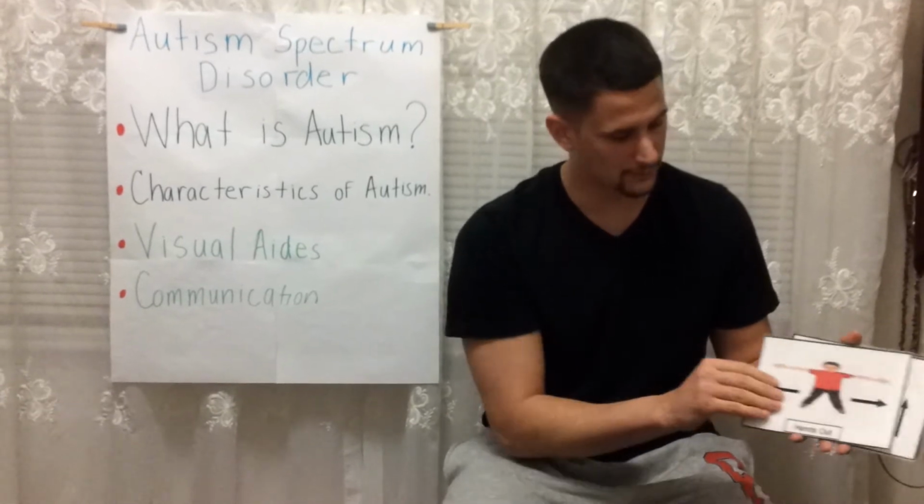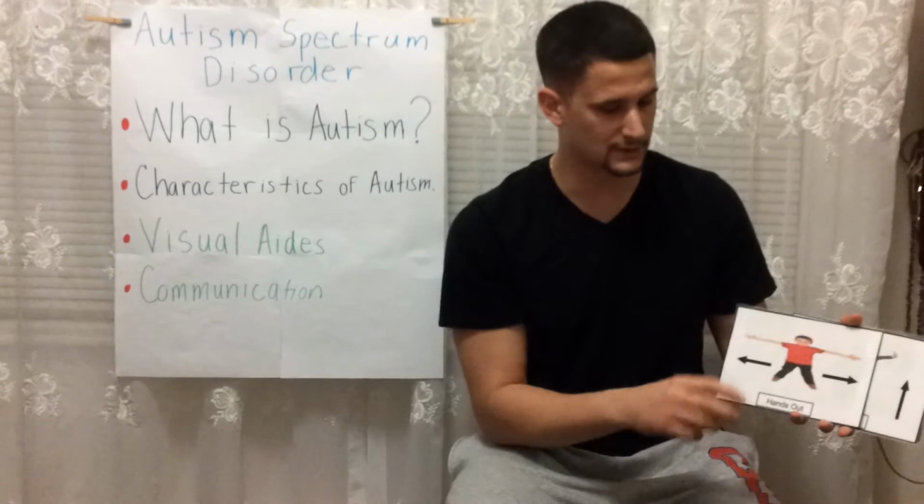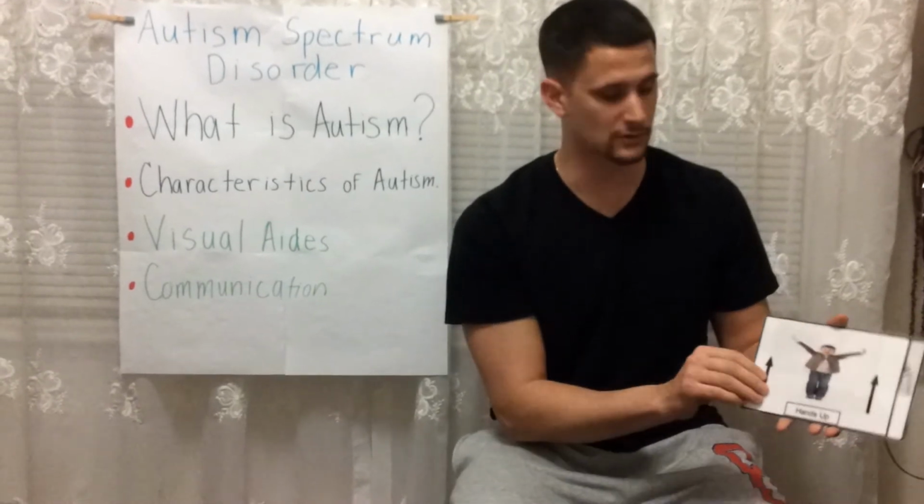There's another symbol with what to do: put hands out, and the child puts his hands out. These PECS symbols could be used for children who have low communication. This is a symbol for a great job that the child would know means that they did a great job.